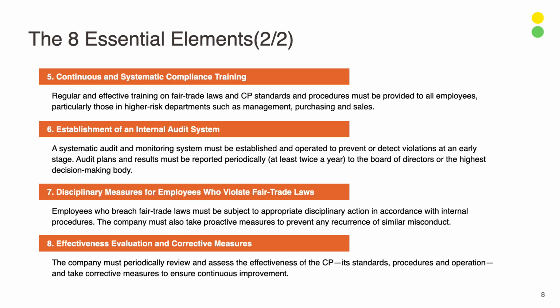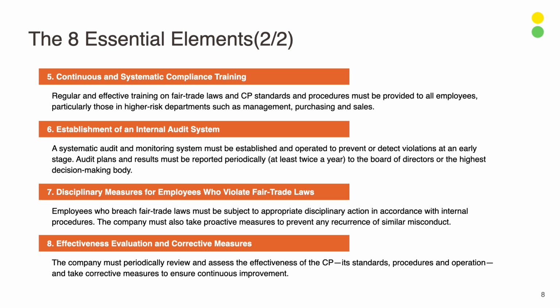Fifth, regular and systemic training is required, not just general training, but also more targeted sessions for higher risk areas such as sales, purchasing, and management. Sixth, the company must have a proper internal audit and monitoring system that can detect issues early and report its findings at least twice a year to the board or equivalent.